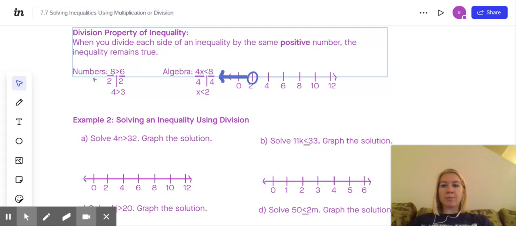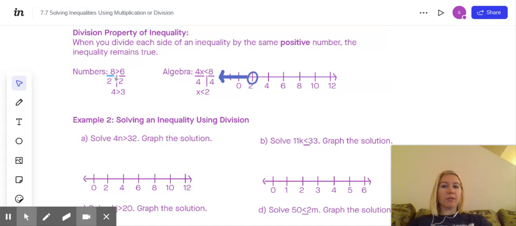So for example, written numerically, if we have the inequality 8 is greater than 6, and then if we divide both of them by 2, see how it looks like fractions? That's because it is. Remember, fractions is dividing. So 8 divided by 2 is 4, and 6 divided by 2 is 3. So our inequality still remains true, meaning that 4 is still greater than 3.